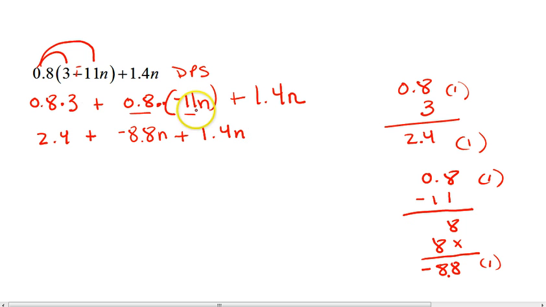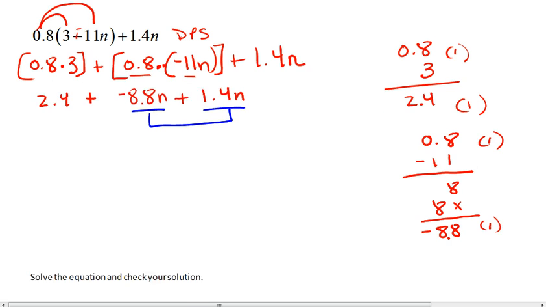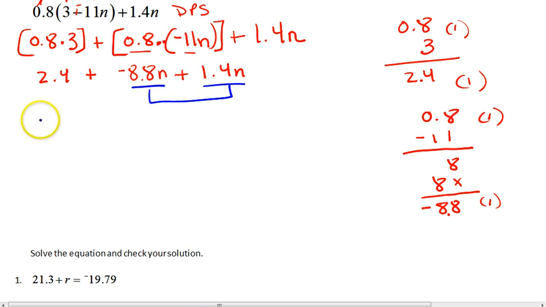So now I've done the two multiplications that I needed to do. Now, can I simplify this expression any further? Are there any like terms? Well, these have similar variable parts, so I'm going to use hookup lines to show this. 2.4 plus negative 8.8 plus a positive 1.4 means I'm going to have to subtract.